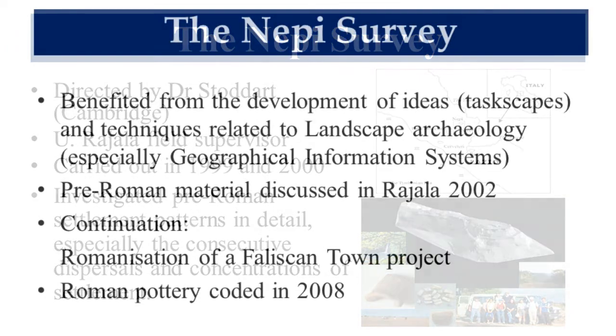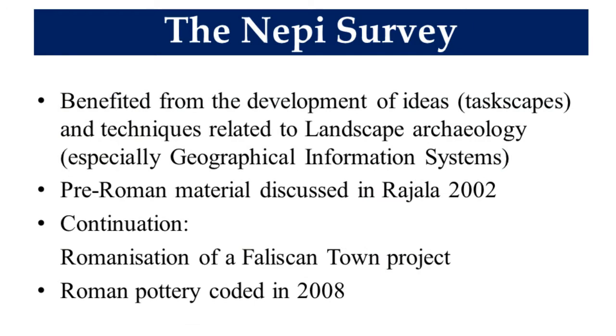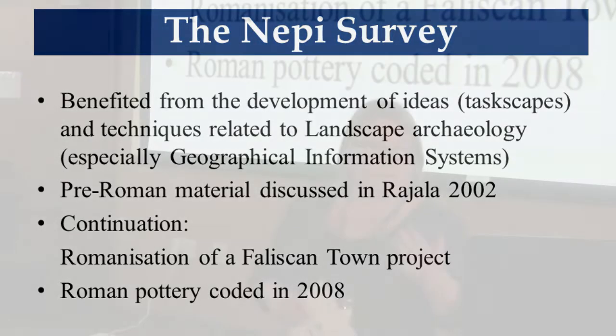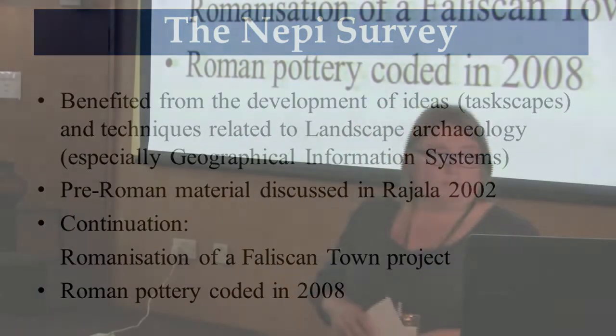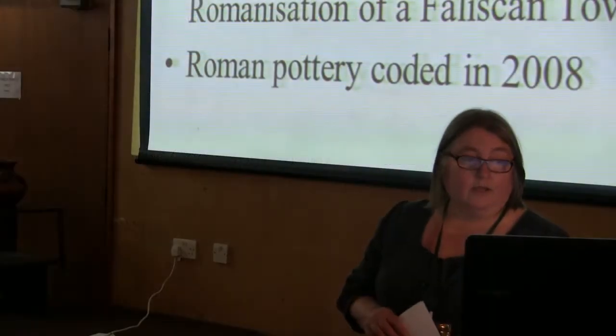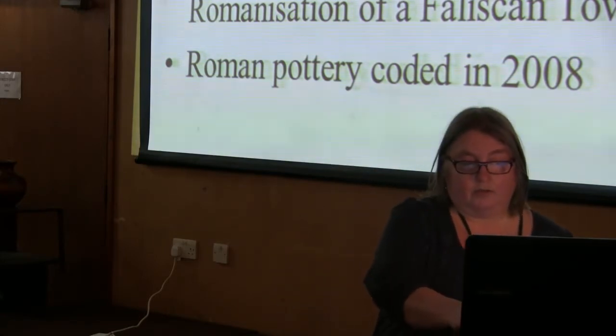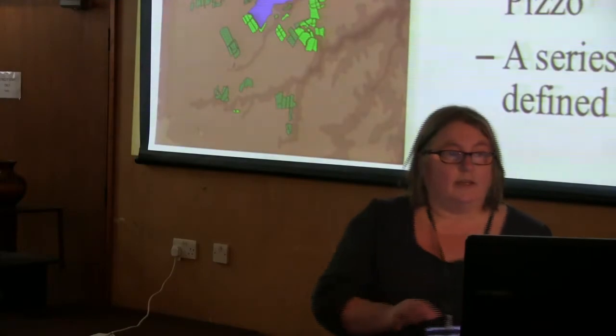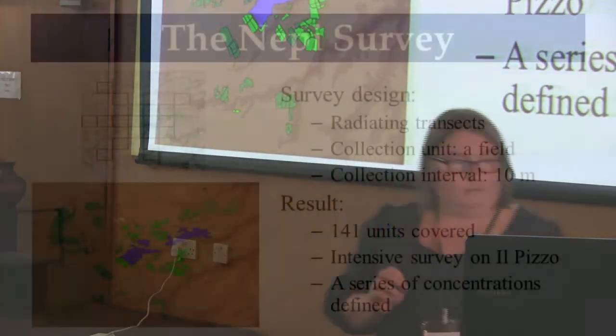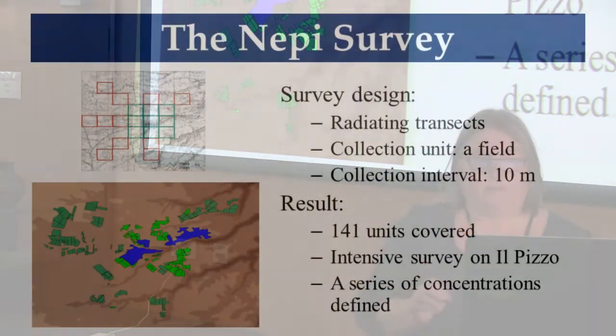And by this time, GIS had become more or less standard technique, and this benefited this project as well. And I did my PhD on the pre-Roman material. And as a continuation of this project, there was the analytic phase, the romanization of a Faliscan town, which basically analyzed the Roman pottery, which was coded in 2008. And here you have the area covered in the surveys.